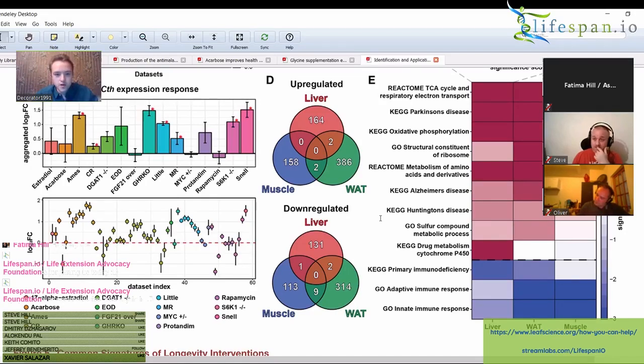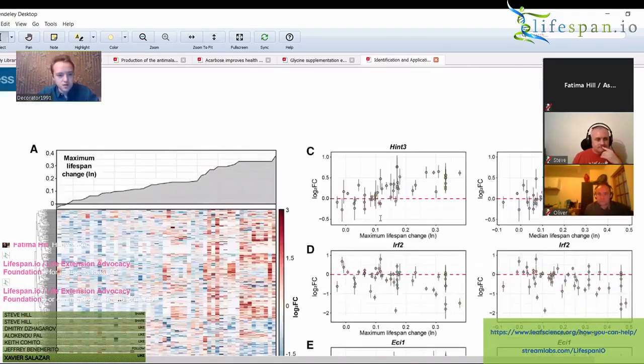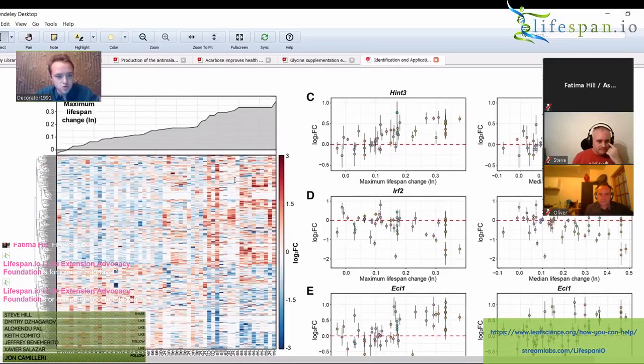So to account for the size of the effect, we looked for genes which are associated not only with the intervention, but with the effect of each intervention. Basically, here such genes are shown. For example, let's look at panel C. Here we have a gene called HINT3, and on the x-axis, there is a change of maximum lifespan in logarithmic scale, logarithm of ratio, and on the y-axis you have fold change in logarithmic scale as well.